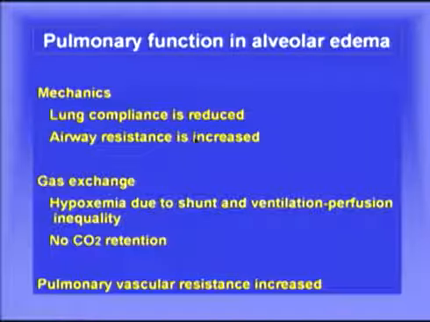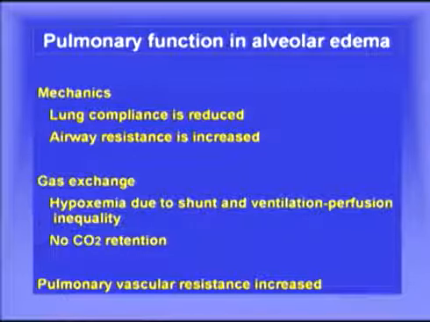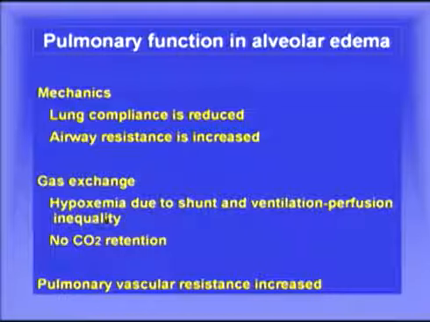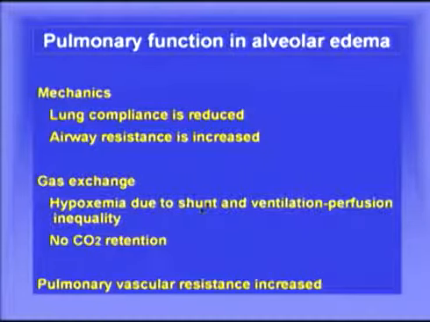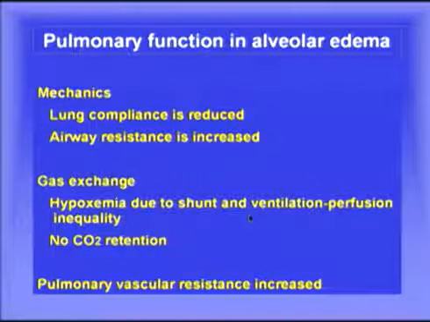Airway resistance is increased, partly because of the mechanism I just described, but also because there's a lot of edema fluid in the airways themselves. Gas exchange is seriously compromised. There's always severe hypoxemia due to both a shunt, as we saw, if you have blood flow through those alveoli that are filled with fluid, of course that's a shunt, and that's part of the ventilation perfusion inequality.